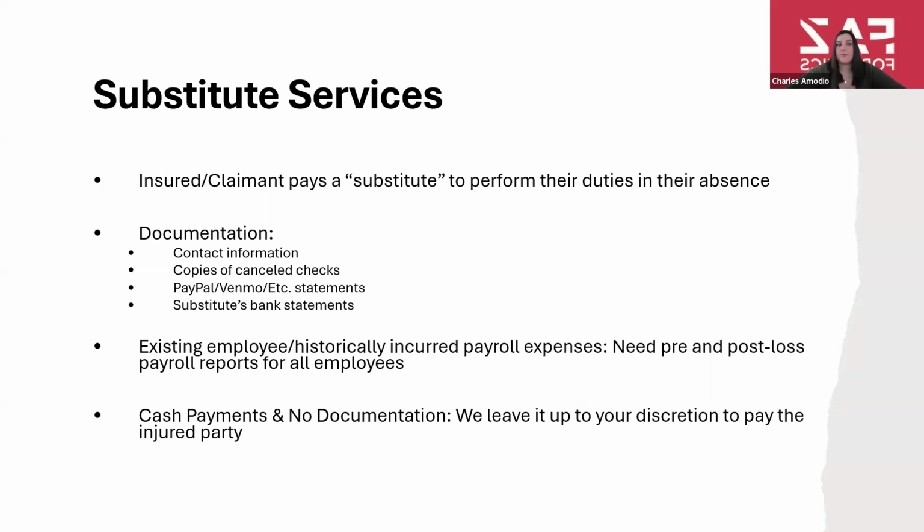And the documentation we would look for here, we want the substitute's contact information, we want copies of canceled checks, PayPal, Venmo statements, something to show that the substitute is actually getting paid and that they're actually performing the work that they say they're performing. And then we also may want to take a look at the substitute's bank statements. Typically, if the substitute states that they're paid in cash, we still want to support those payments. And if we take a look at the bank statements, we can see that the amount that they say they're getting paid is actually being deposited into their bank account.